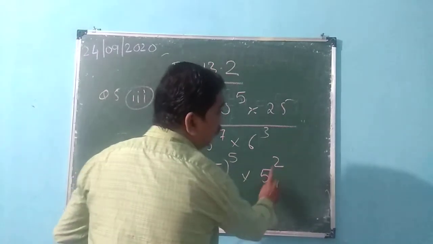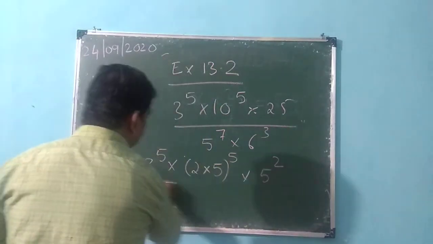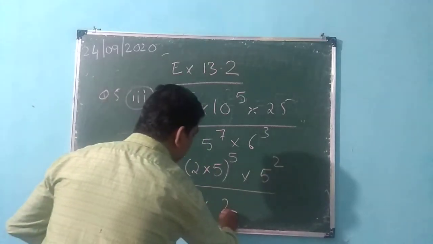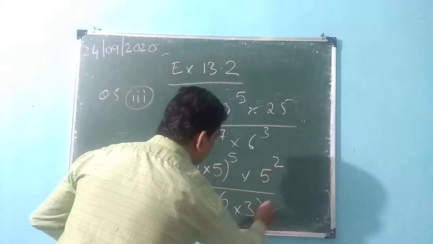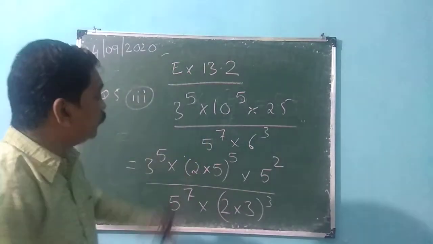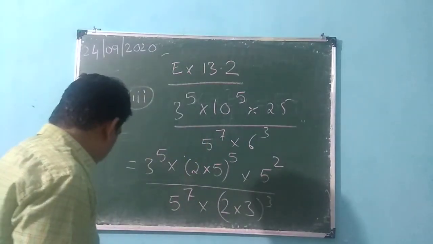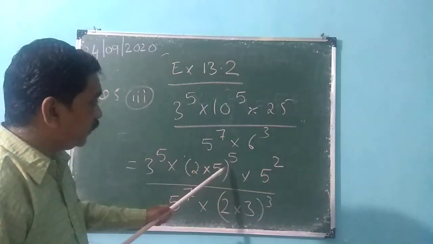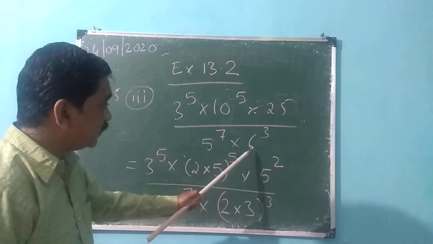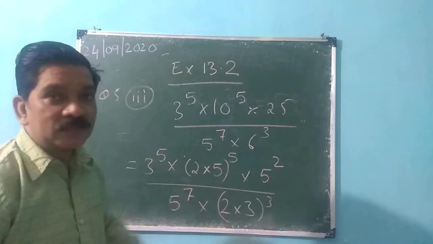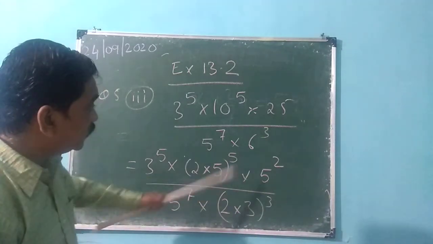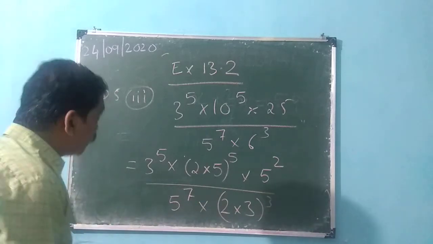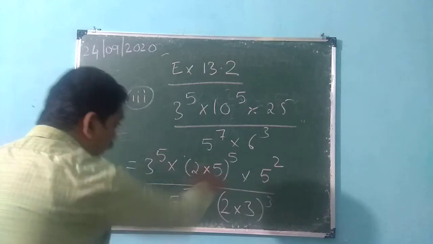Five square means 5 into 5, 25. This is 5 raised to 7. Now see here, 2 into 5 is 10, this 5, then 5 square, and this 6 is 2 into 3. Correct? So this is what we have done. We have changed the base. After this, my exponent will come. So I will rub the upper part and follow like this.